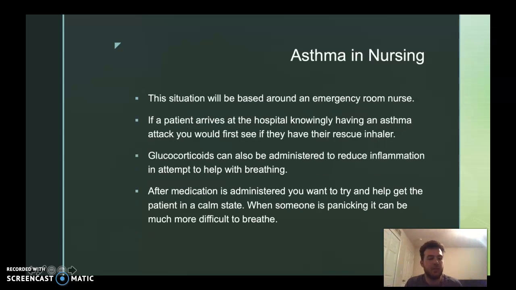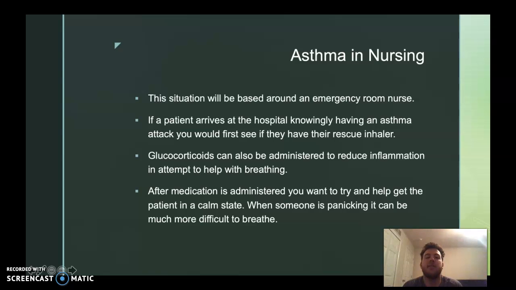Now, my specific career field is nursing, so this situation will mostly be based around an emergency room nurse, as a person having an asthma attack going into the hospital is most likely going to go to the emergency room. So if a patient arrives at the hospital knowingly having an asthma attack, you first want to see if they have their rescue inhaler. If they have their rescue inhaler, this is going to be quicker to take than getting a bronchodilator from the hospital. You also want to make sure they haven't already used it, because you don't want to administer too much medication.